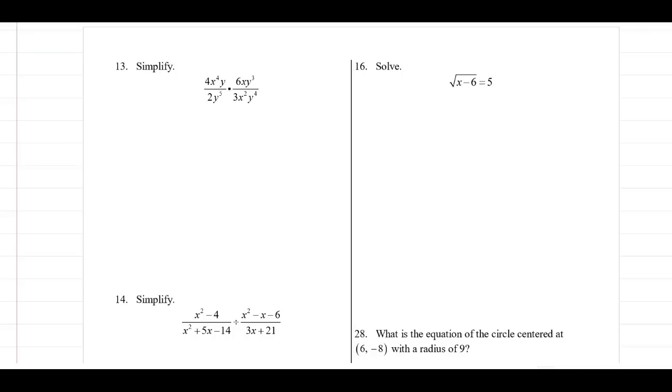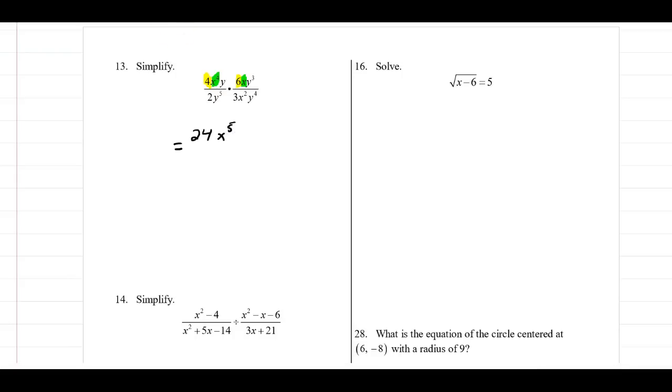Alright, so for this one, there are a lot of different ways you could solve this, but I'm going to multiply the top. So 4 times 6 gives me 24. Now I'm going to combine my x's on top. So I have 4 x's here, 1 x there, so that gives me x to the 5th.